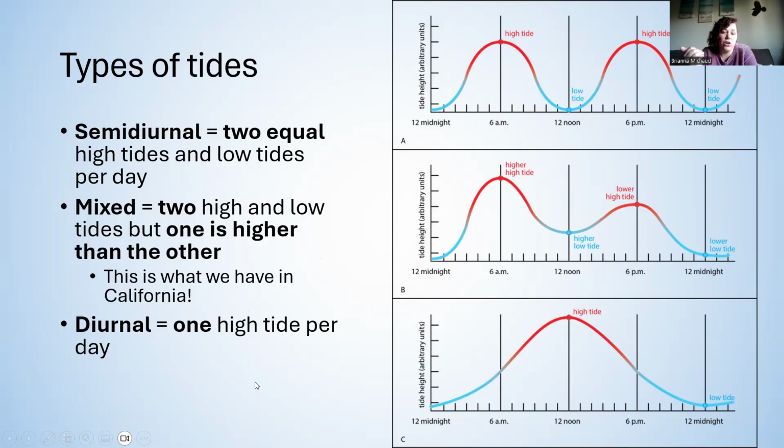And lastly is diurnal. Diurnal means you only have one high tide and one low tide per day. One way you can remember this is that semi means half. So diurnal and semi-diurnal, the tide takes place in half the time, right? So you get the two per day. Semi, half, you get one every half day.